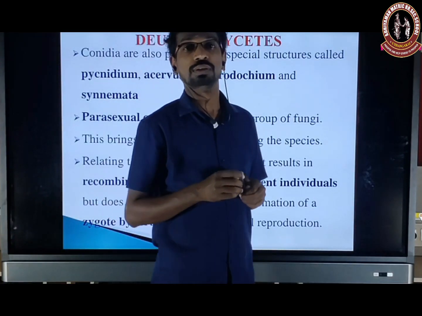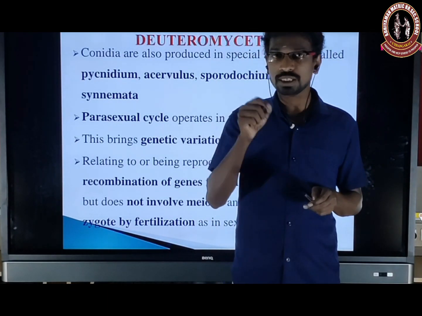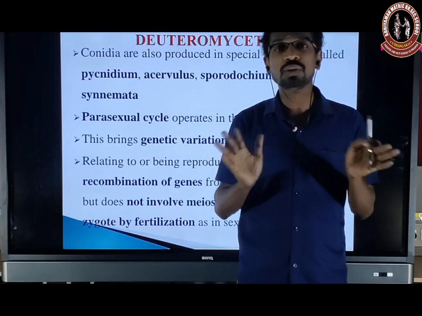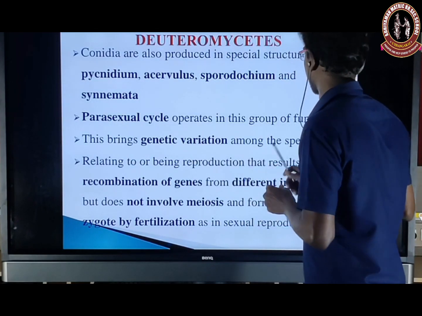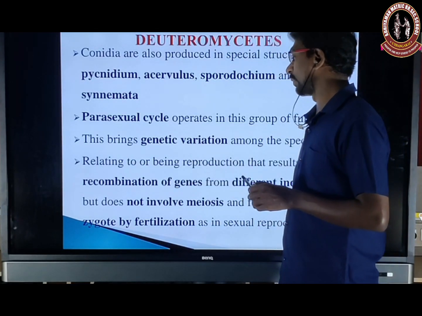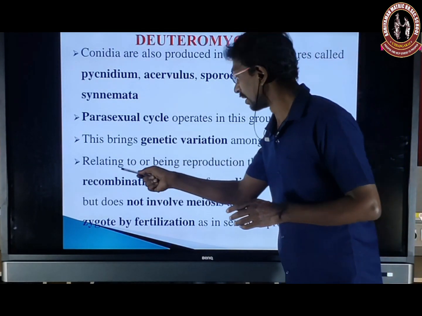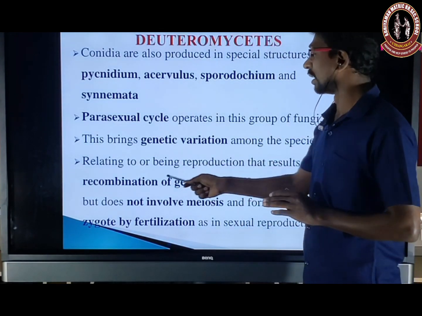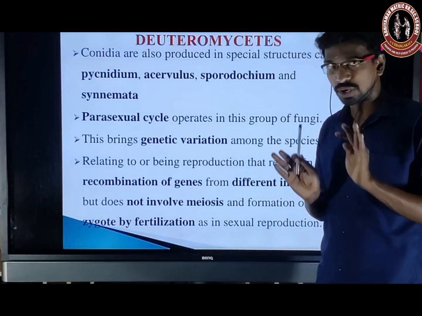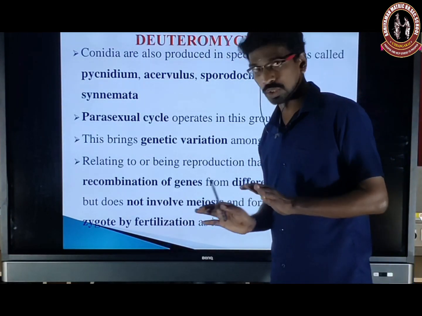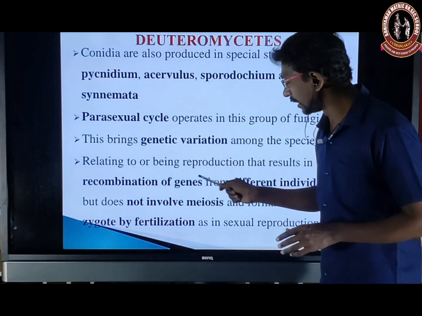So what is the parasexual cycle? Here genetic recombination occurs, but there is no formation of sex organs. This brings genetic variation among the species. It relates to reproduction that results in the recombination of genes from different individuals, but it does not involve meiosis and the formation of a zygote. Even so, genetic recombination occurs.